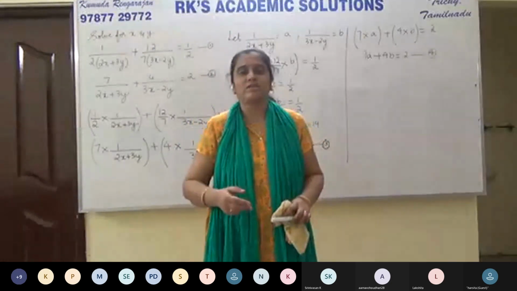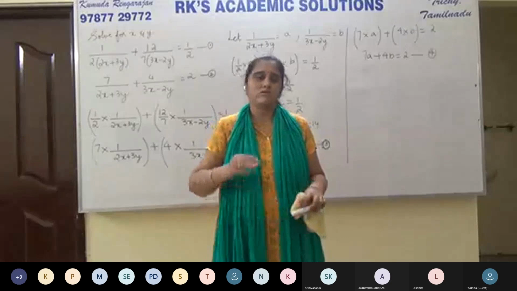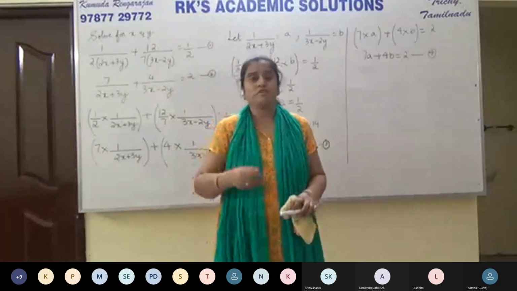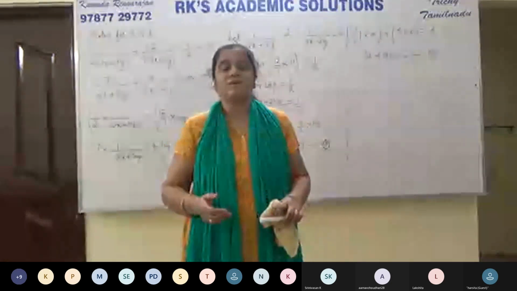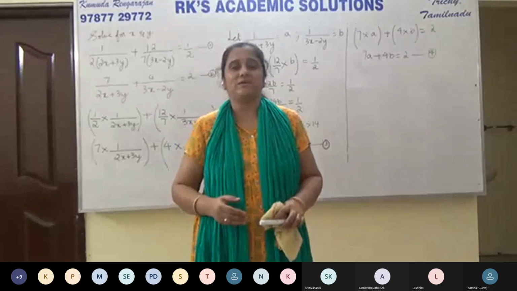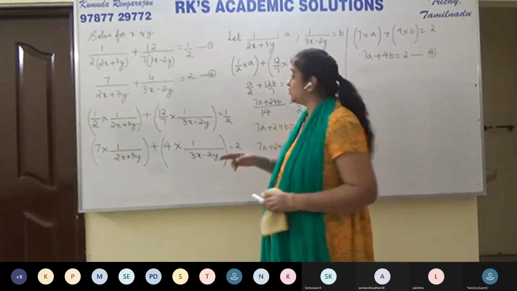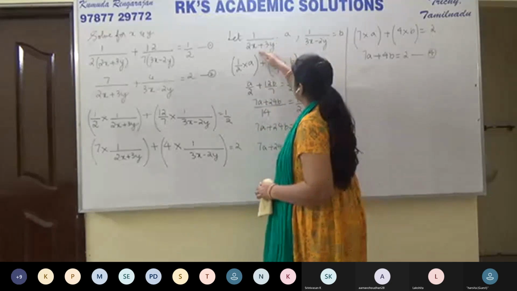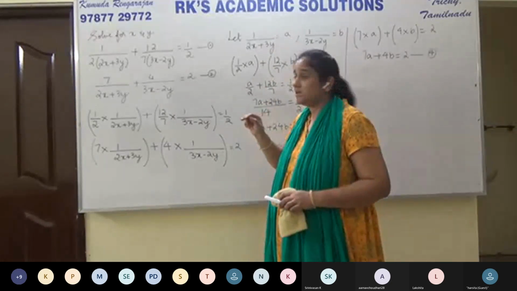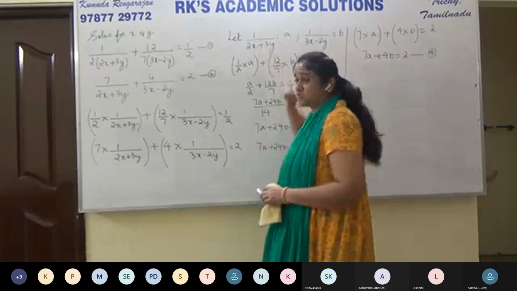We're going to solve them and find the values of a and b. But we have to solve for x and y, not a and b. So now using the values of a and b, supposing a is 2, that means 1 by 2x plus 3y is equal to 2.